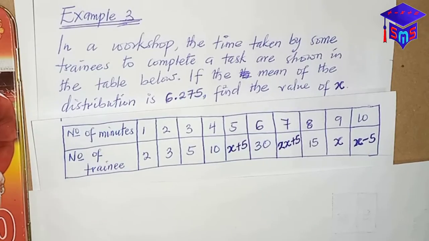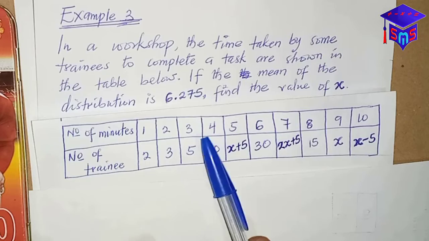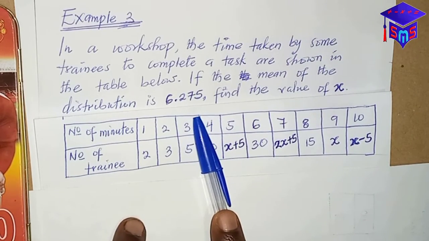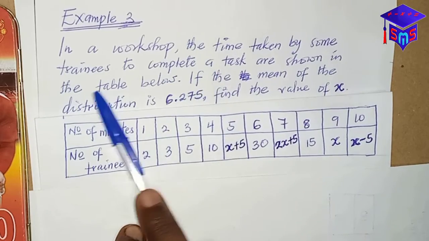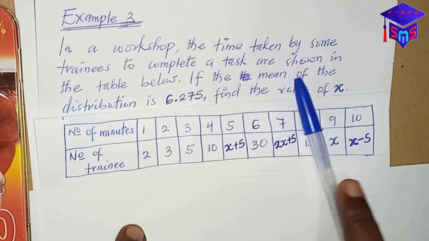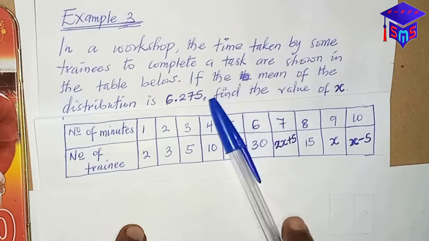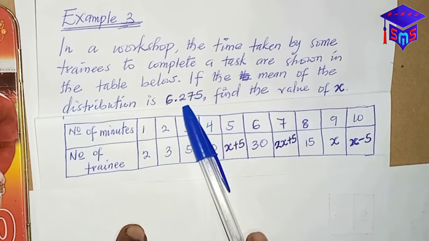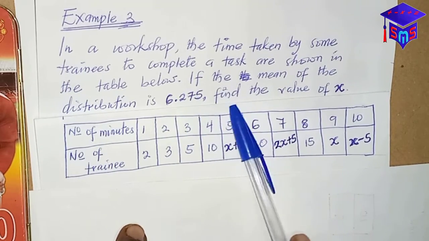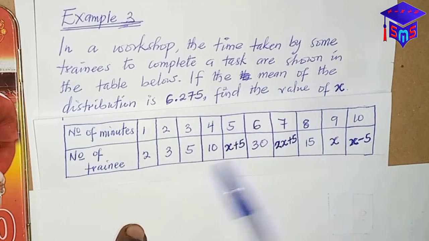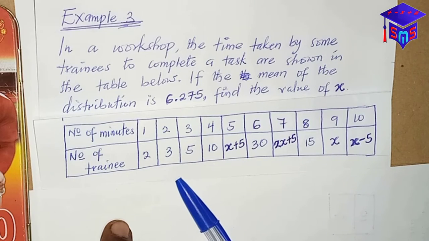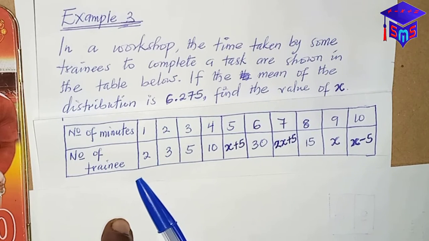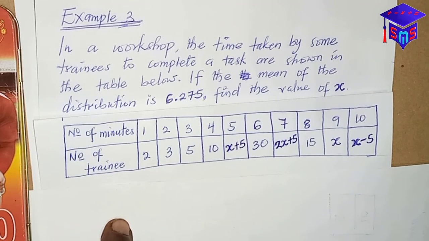Okay, now the next question is a question that you are going to try. Okay, it says in a workshop, the time taken by some trainees to complete a task are shown in the table below. So if the mean of the distribution is 6.275, you're supposed to find the value of x. Okay, so I'll leave you with this question and then you try it on your own, or you can play back the video and then make sure you get the understanding and then try this on your own.